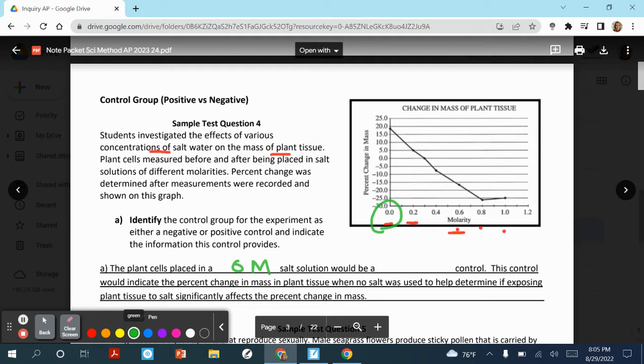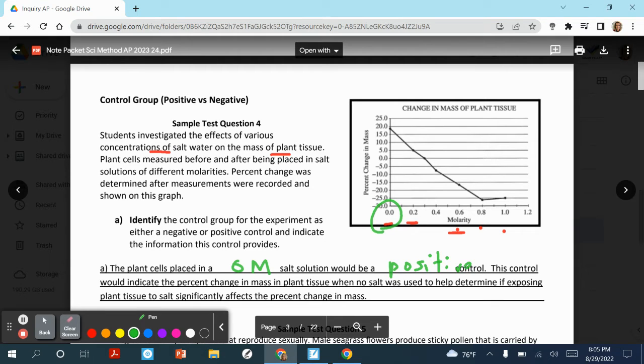Now, is it a positive or a negative control? Because the question is asking for that. Now, let's think about this. We exposed the plant to just drops of water, and then we measured something, and we saw something happen. We saw the mass change by almost 20%. So we saw a change as expected. Okay. So since we saw a change happen in that group, that would be an example of a positive control.